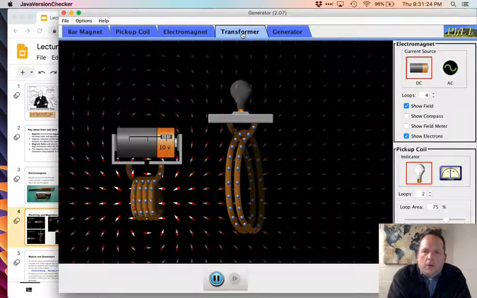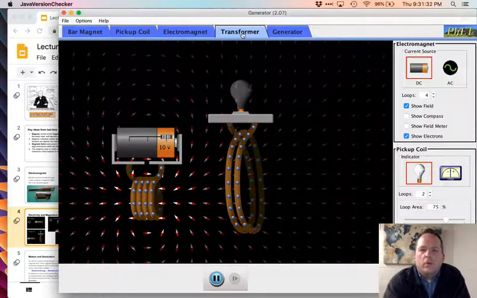A transformer is a device that actually uses current sent through one coil to induce a current in the other. So it's a combination of the pickup coil and the electromagnet. So notice here I got a battery and it's sending a current through this coil. That's producing a magnetic field, and that's the magnetic field that's visualized by all of these little compass arrows here.